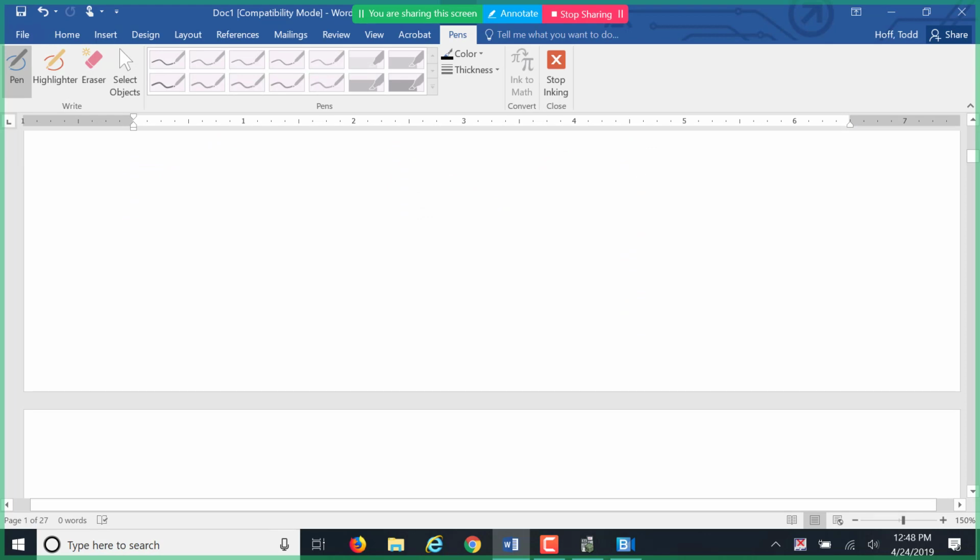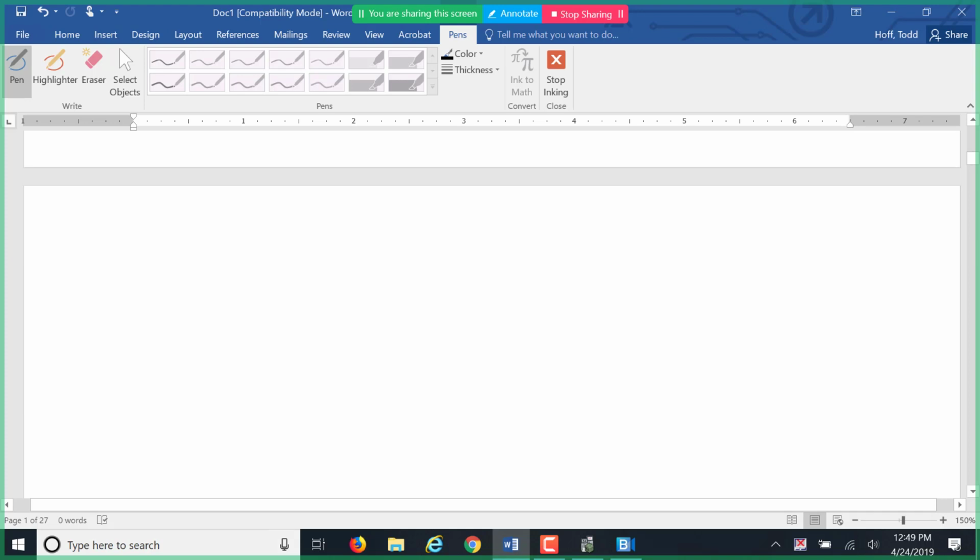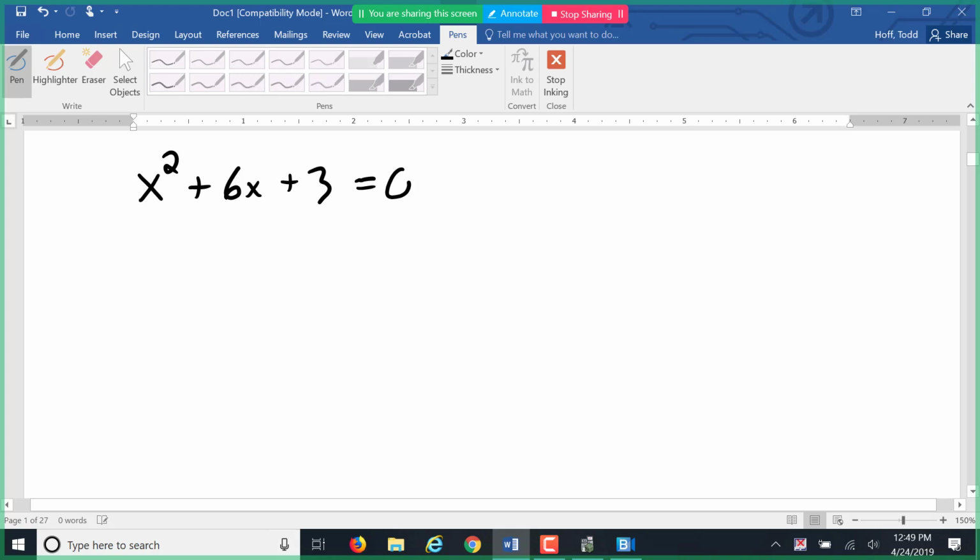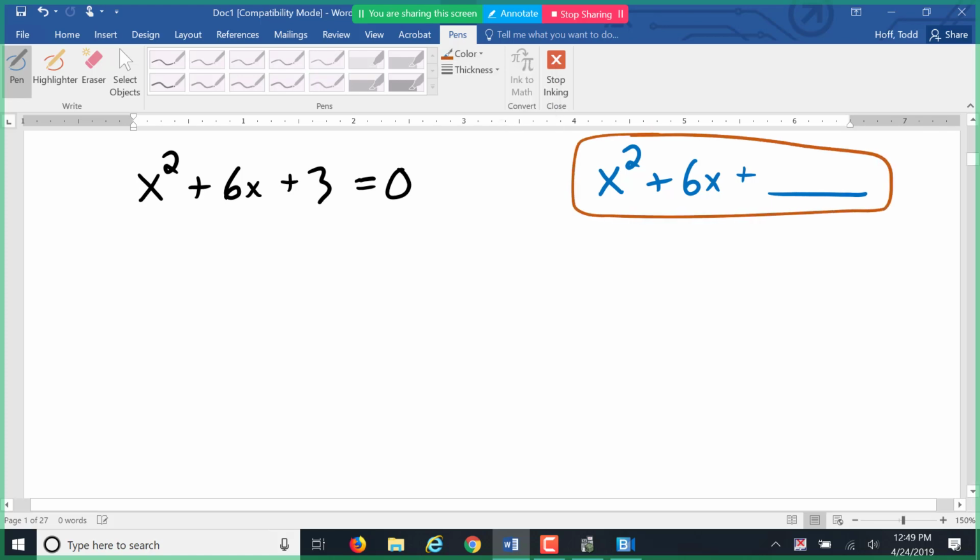Well, what if it isn't a perfect square? We can force it to be. We can start with something like this. Now remember, several weeks back, we looked at polynomials like this and we asked, what do we need to do to make this a perfect square trinomial? Remember what we did?